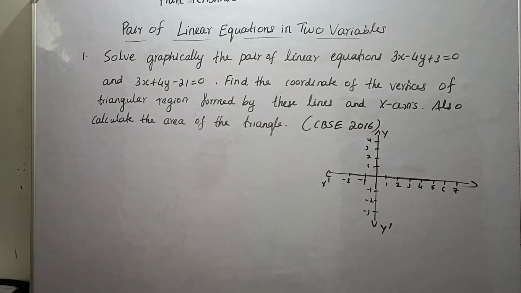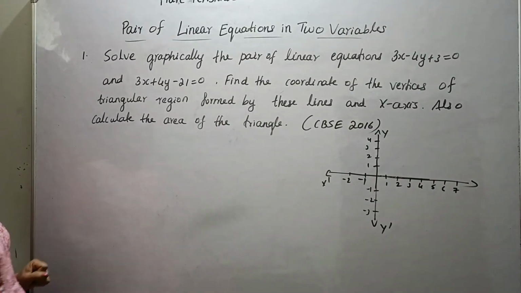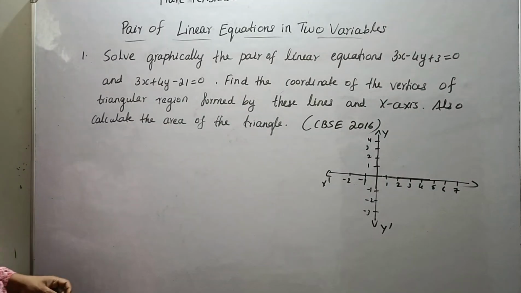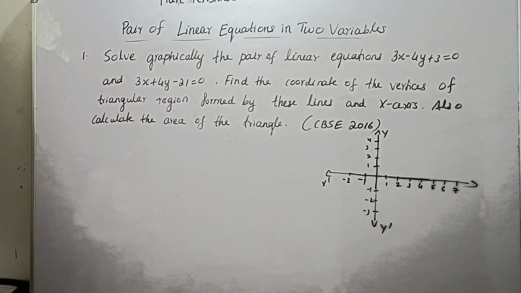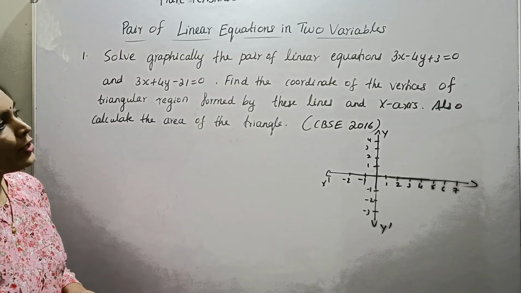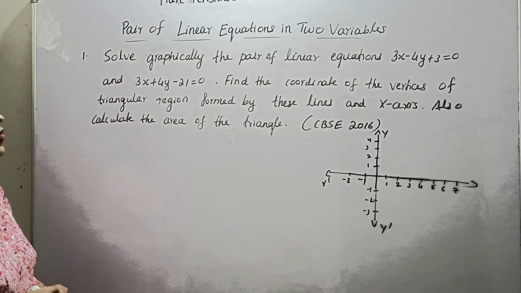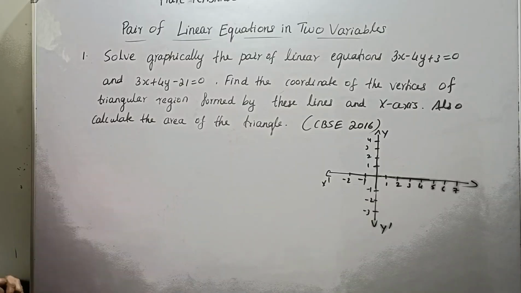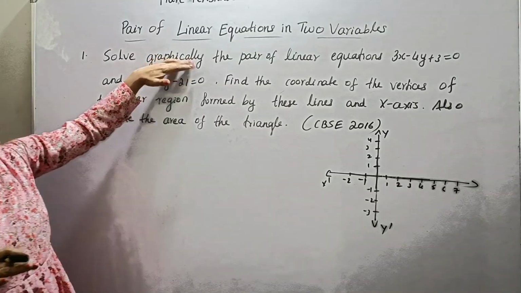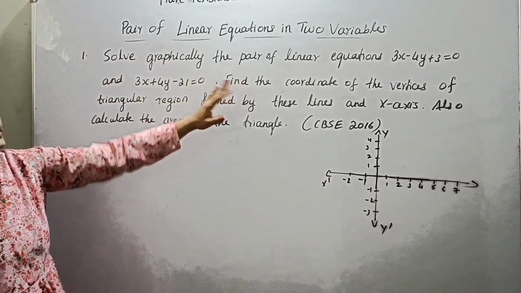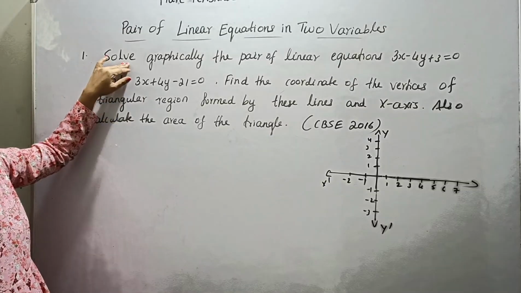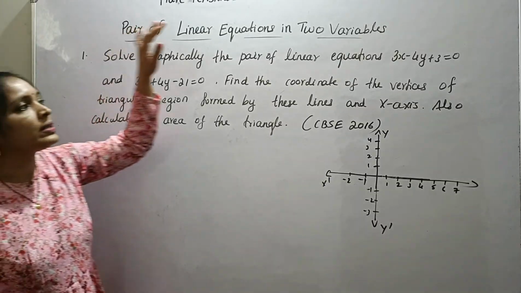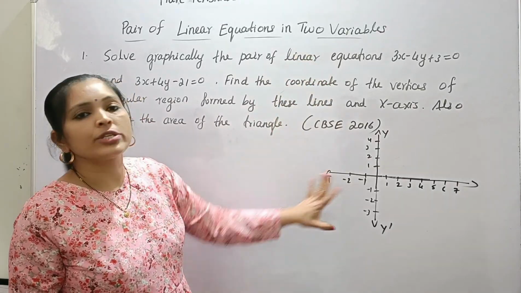Now let's go through an important example question. Solve graphically the pair of linear equations 3x minus 4y plus 3 is equal to 0 and 3x plus 4y minus 21 is equal to 0. Find the coordinates of the vertices of the triangular region formed by these lines and the x-axis. Also calculate the area of the triangle. First of all, let's solve the given pair of linear equations. That means we will find the solutions of this pair of linear equations using a graph.